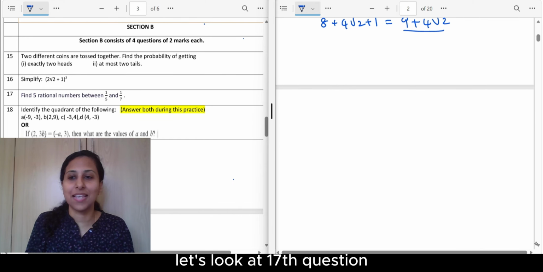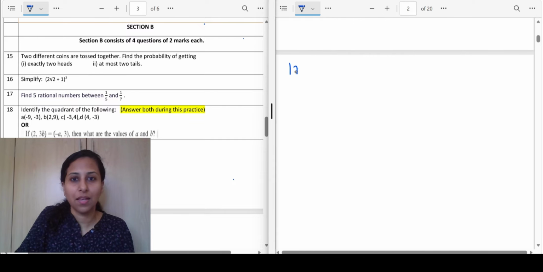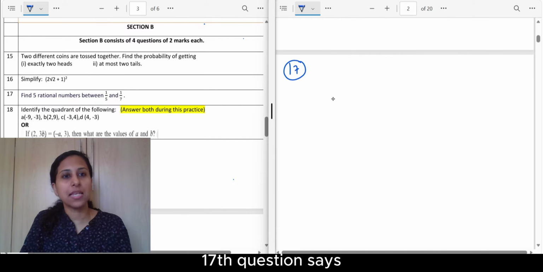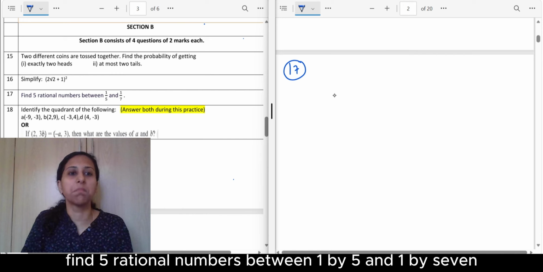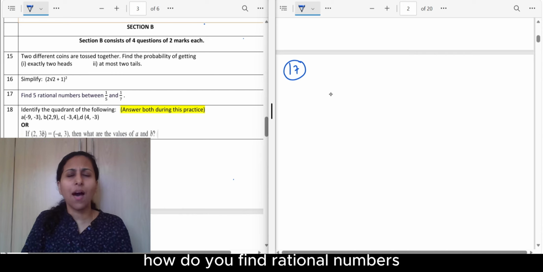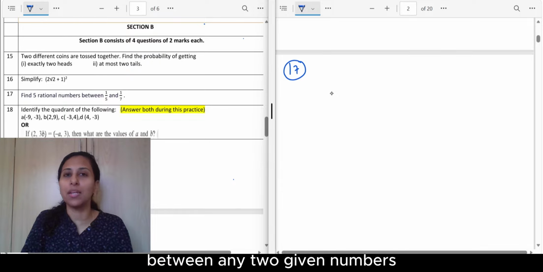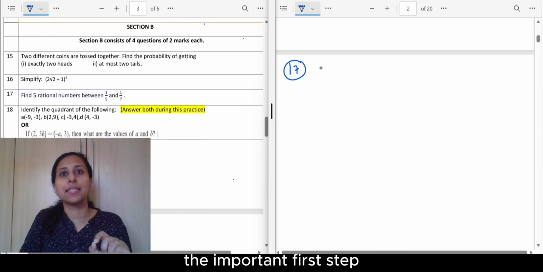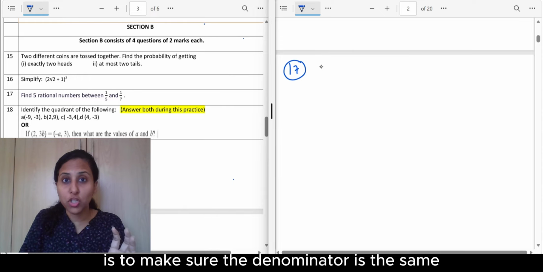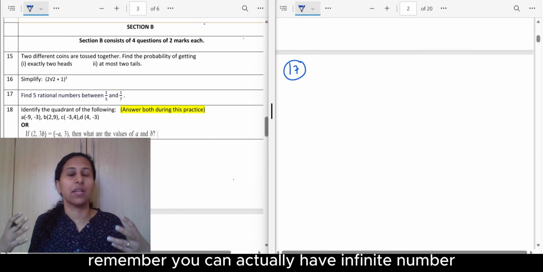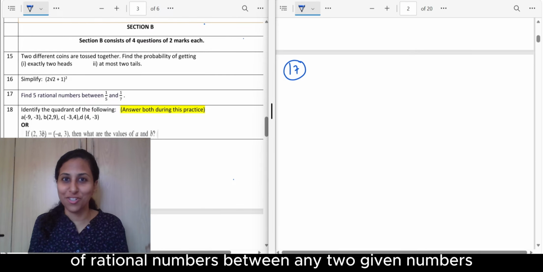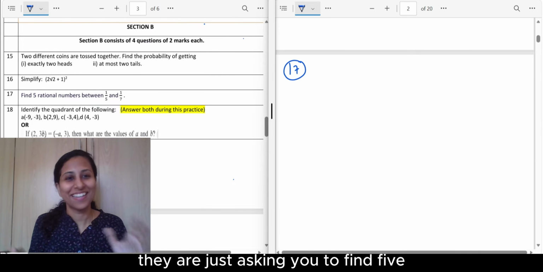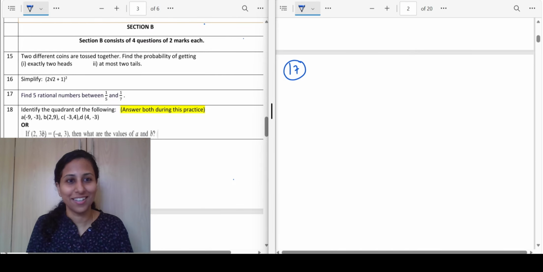Let's look at the 17th question. The 17th question says, find 5 rational numbers between 1 by 5 and 1 by 7. How do you find rational numbers between any two given numbers? The important first step is to make sure the denominator is the same. Remember, you can actually have an infinite number of rational numbers between any two given numbers. They are just asking you to find 5.